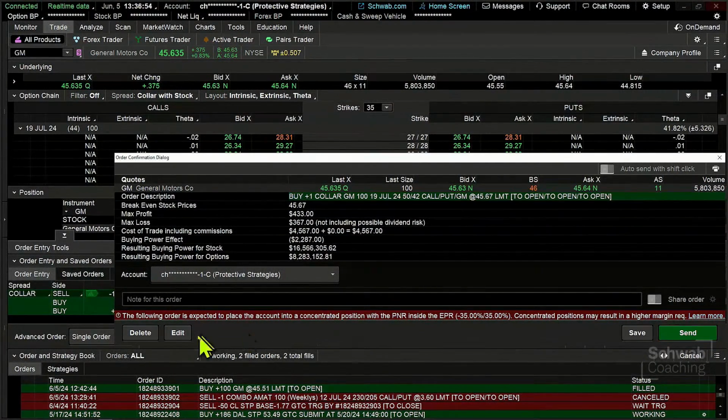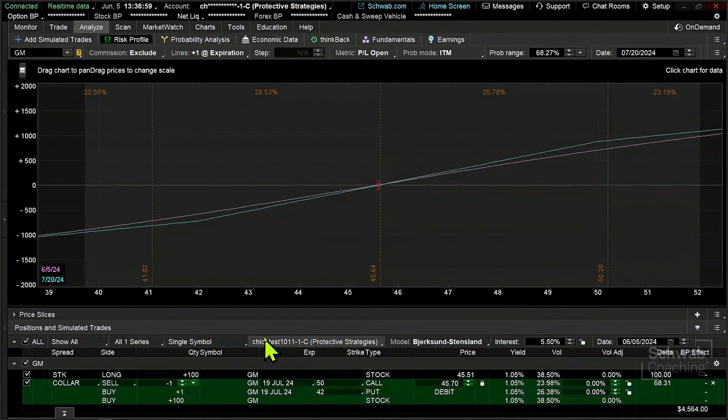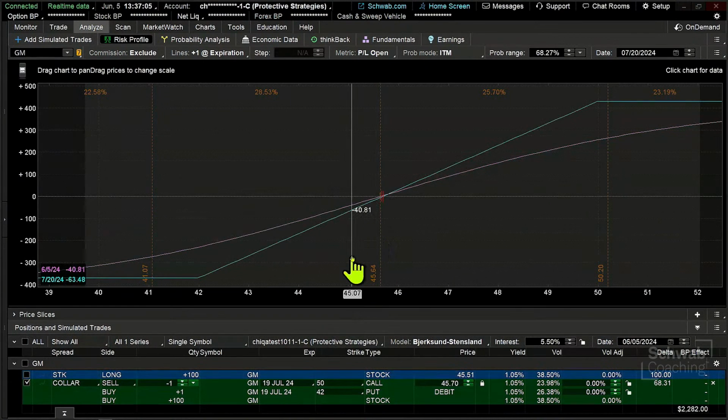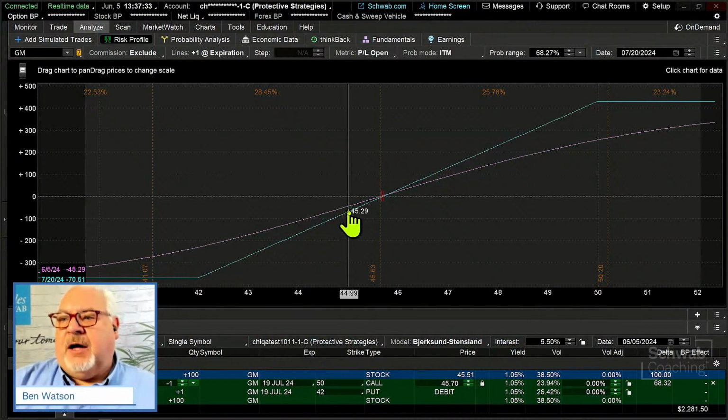Before we do that, I'm going to click on edit, right click. We're going to send this over to the analyze tab, and you can see that risk profile graph of that position. So I'm going to take our long stock position off. For those of you that might be familiar with more advanced option strategies, what this essentially does is create a synthetic. Buying the underlying stock, selling the call option, and buying the put option creates a synthetic long vertical spread. In this case, a synthetic long call vertical. So that's what we're creating here in this particular strategy.